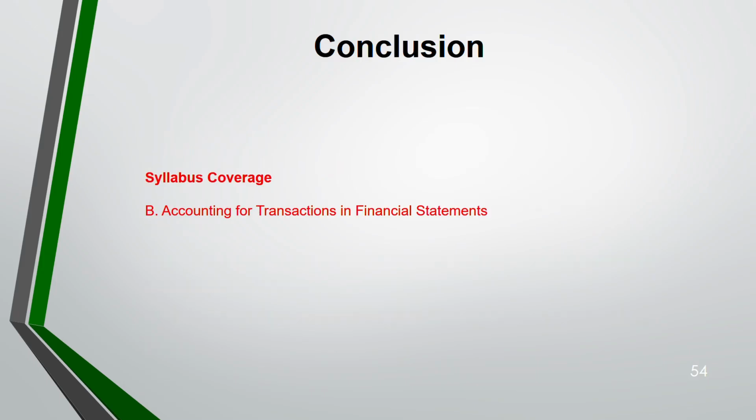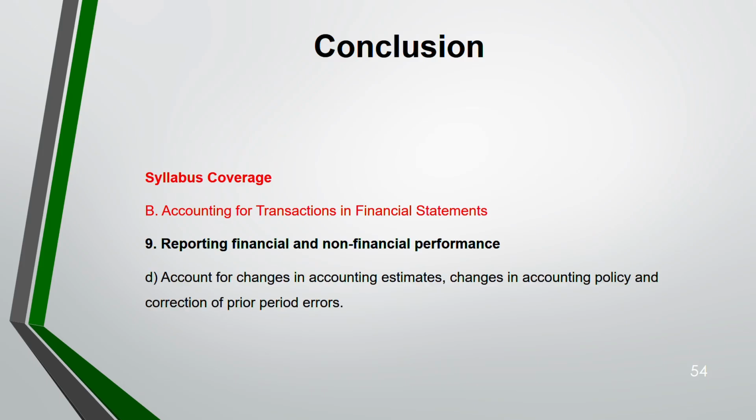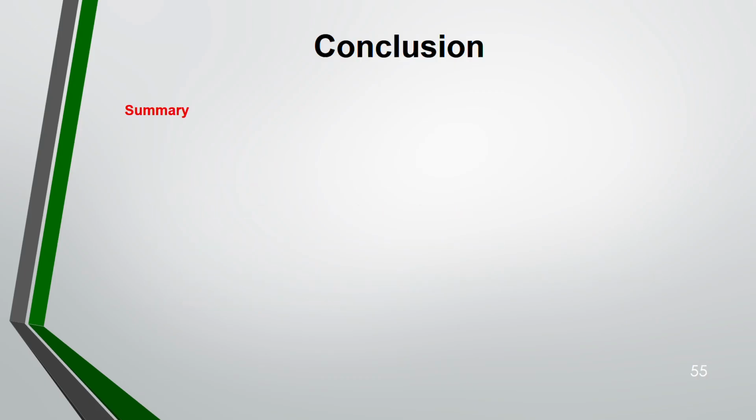Then under section B, accounting for transactions, we have reported financial and non-financial performance. That is, we have accounted for changes in accounting estimates, accounting policies, and the correction of errors. Now, let us summarize the lecture.